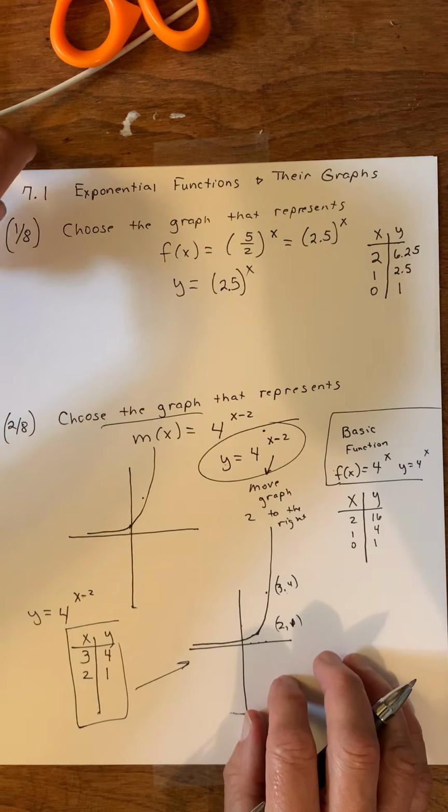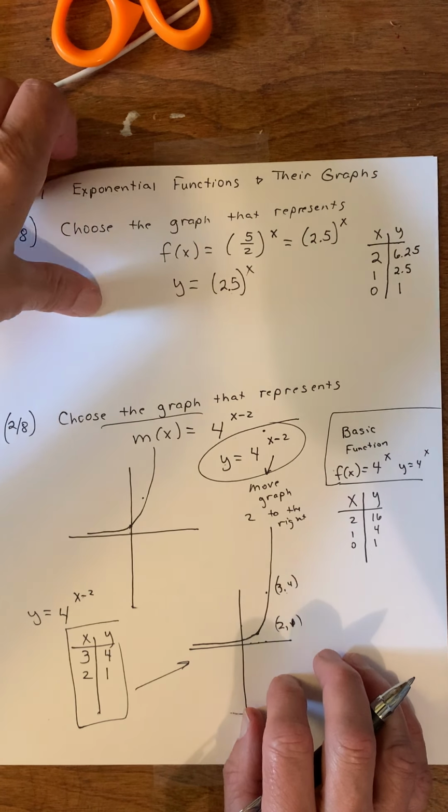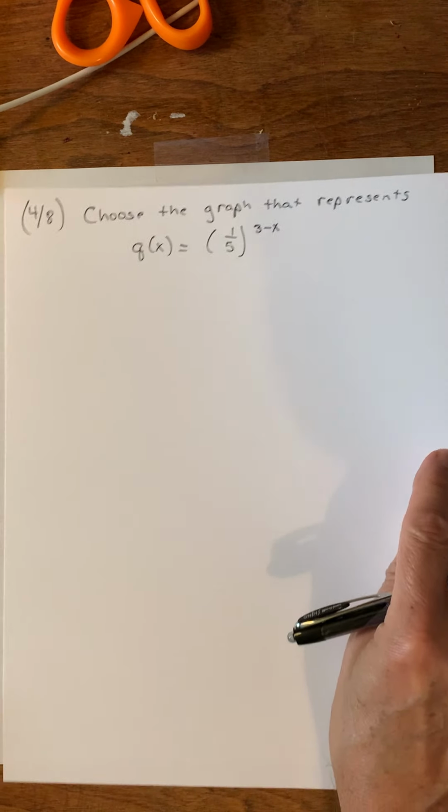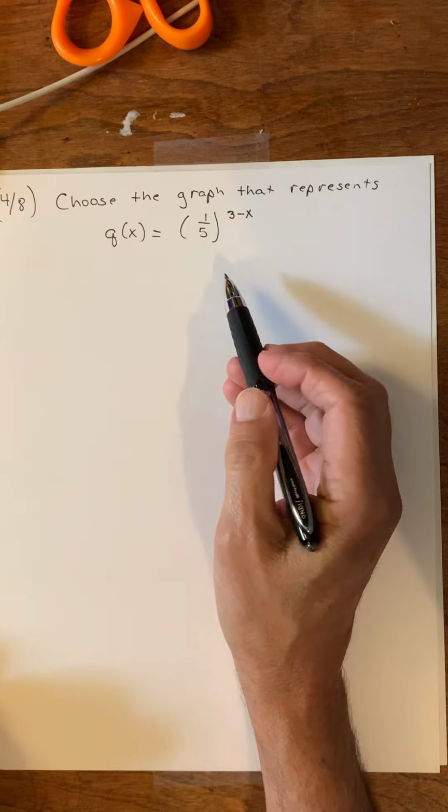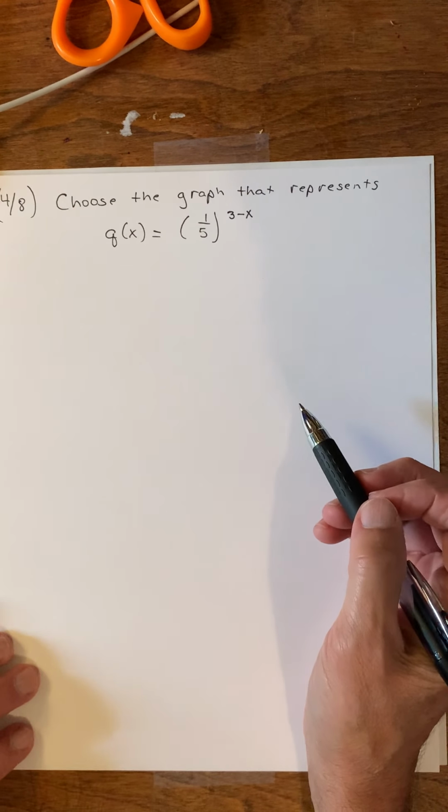All right, let's keep going. I'm going to skip number 3 and go to number 4 because it's still dealing with graphing. Choose the graph that looks like this feller right here.